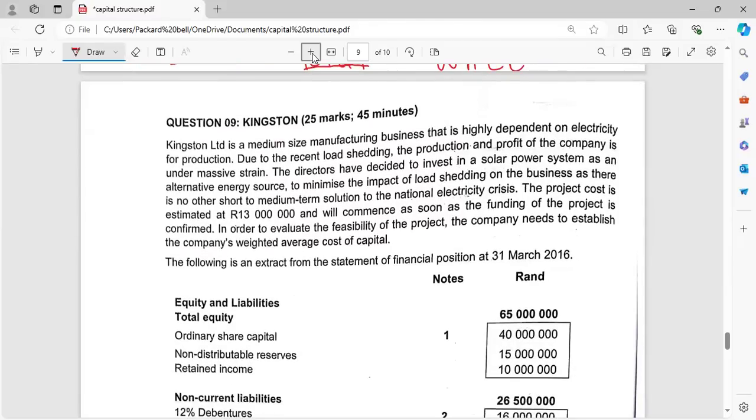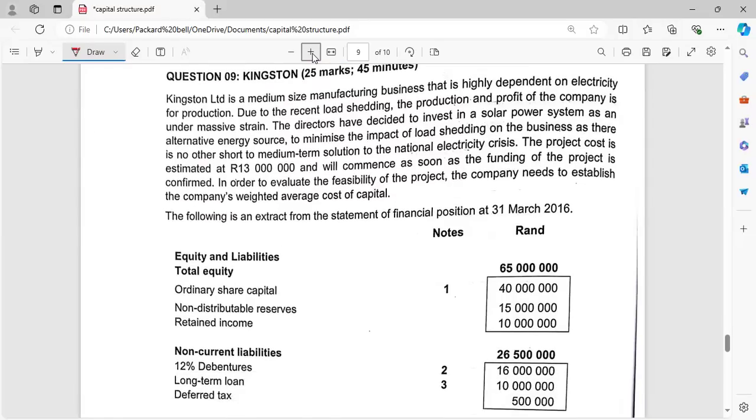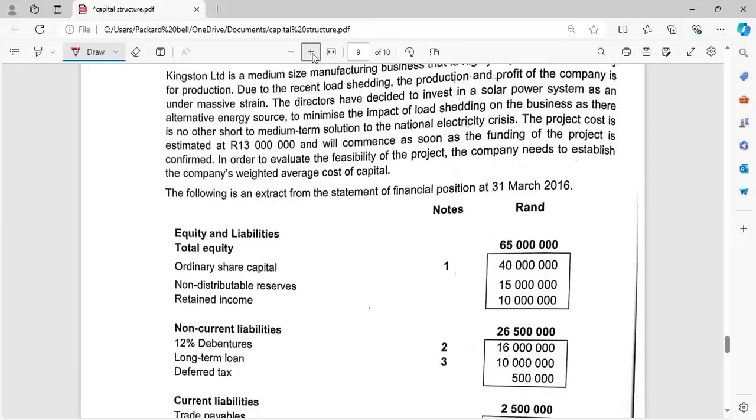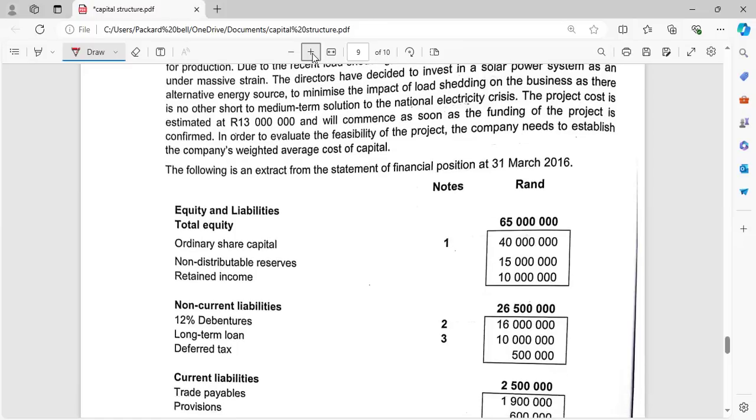They say Kingston Limited is a medium-sized manufacturing business that is highly dependent on electricity for production. Due to the recent load shedding, the production and profit of the company is under massive strain. The directors have decided to invest in a solar power system as an alternative source to minimize the impact of load shedding on the business, as there is no other short to medium term solution to the national electricity crisis. I think this is what we are experiencing now. So we should also try to invest in this solar thing.